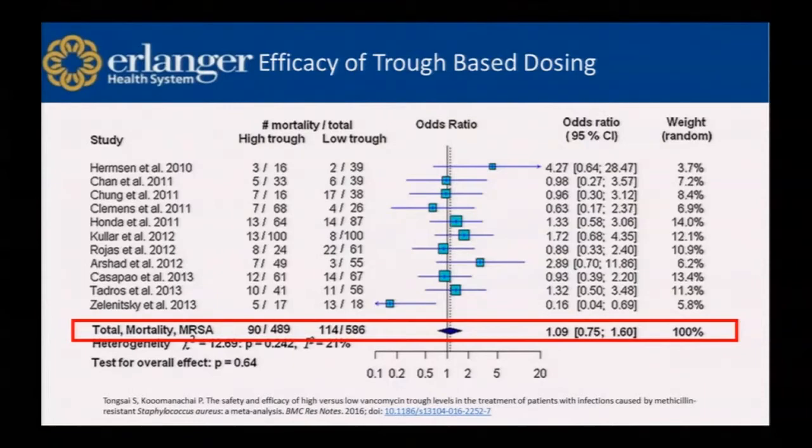One of the strengths of this study is that the investigators took out each individual study and repeated the analysis and still found no difference between high and low trough regarding mortality, clinical success, or nephrotoxicity, which I'll talk about a little bit later, meaning that no one study was really impacting these results in one direction or the other.